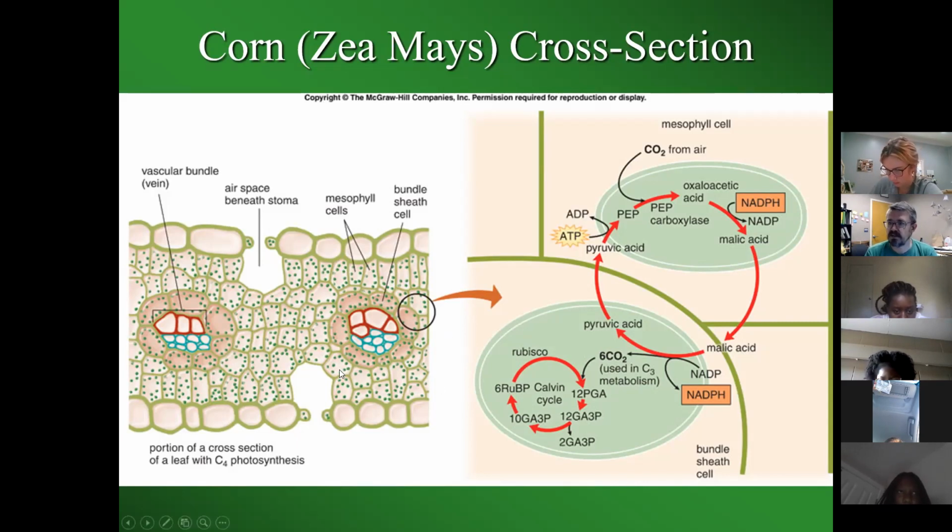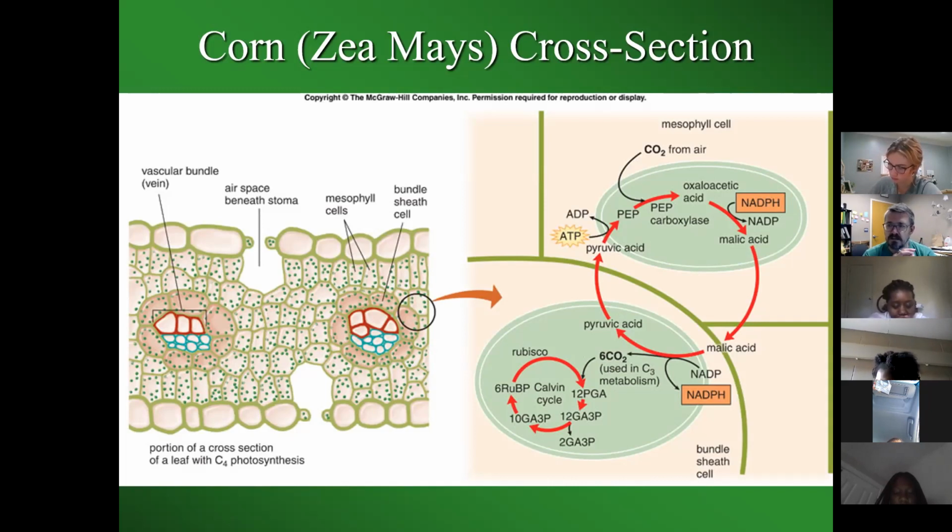So what happens with C4 plants is that they divide their photosynthesis into two locations. Whereas C3 photosynthesis does both parts in the same cell, here we've got it done in two separate cells. Mesophyll for gaining the CO2, and then we put it into the malic acid, and then the malic acid drops it off over at the bundle sheath cells so that they can do the second half of photosynthesis, the Calvin cycle.